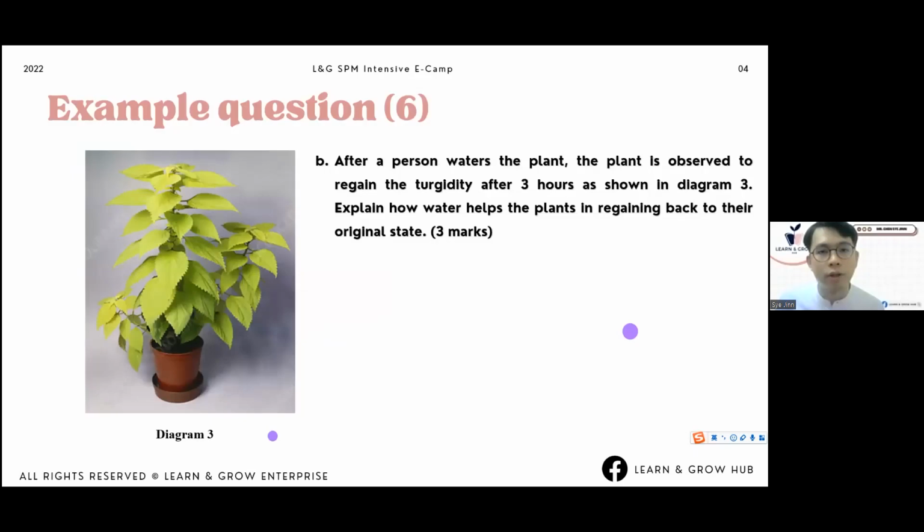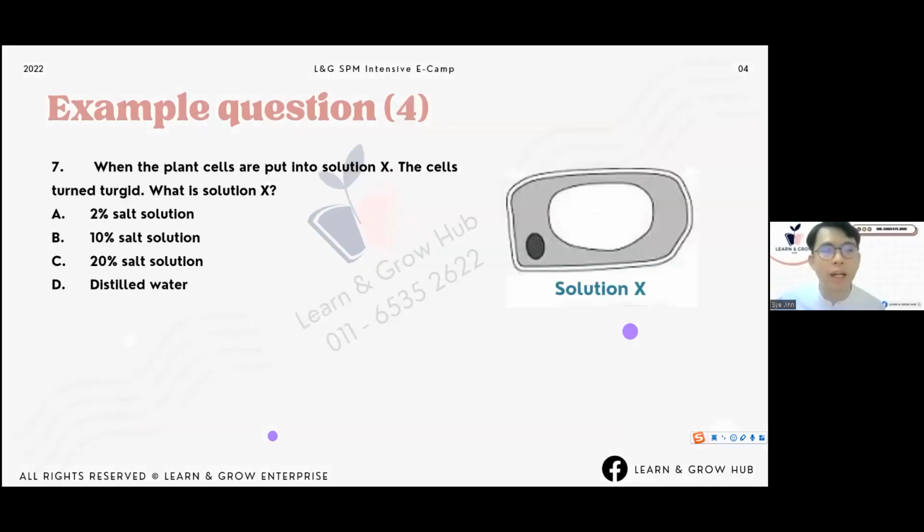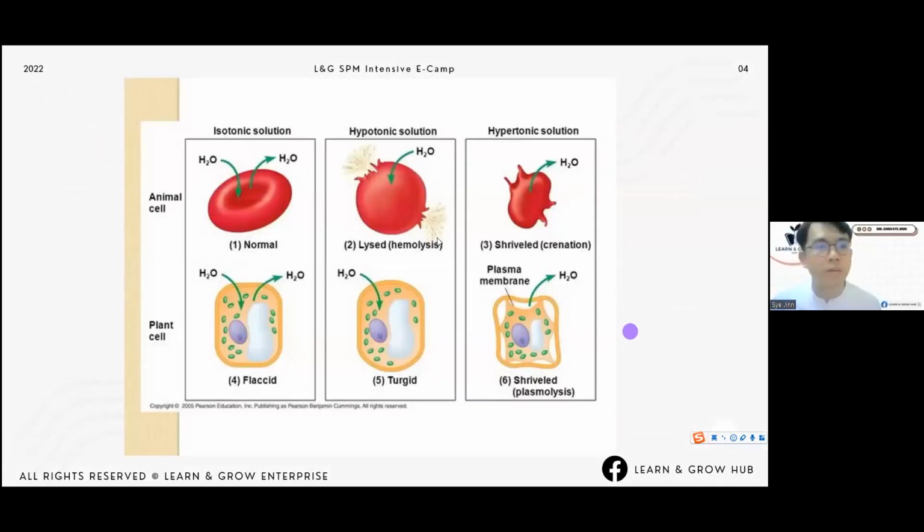Okay, so next one, our last part of the day. For the essay question, maybe you will experience the answer in the actual revision camp. But since you joined the group, if you finish the question later, you can send the answer to me. I will mark it for you for sure, for free. Don't worry. So for the last part of the day, we talk about isotonic, hypotonic, and also hypertonic.